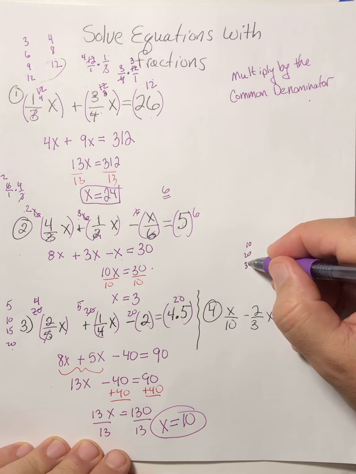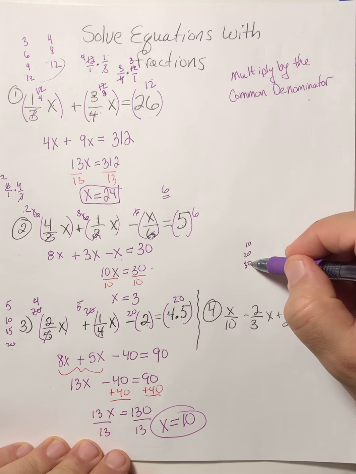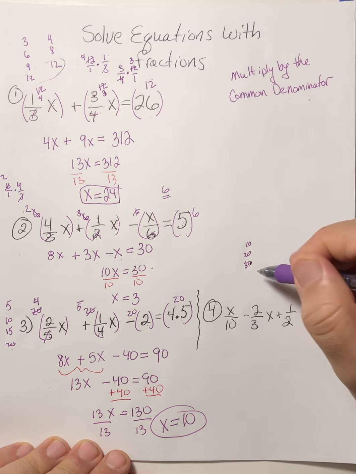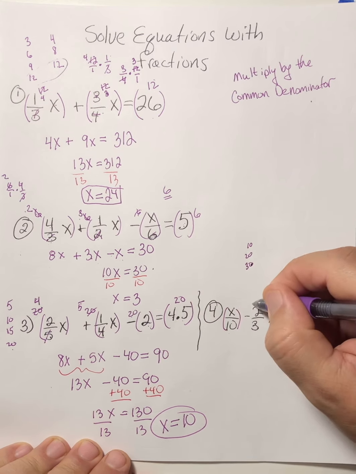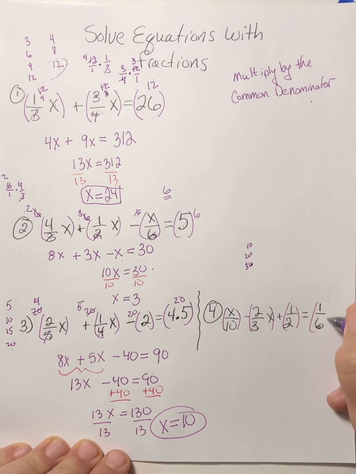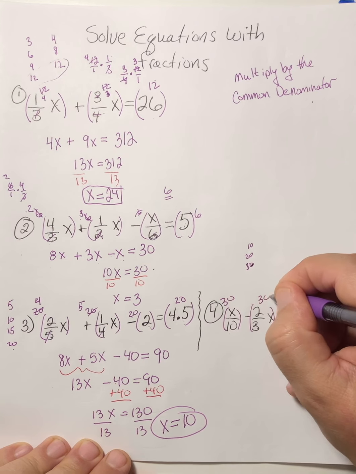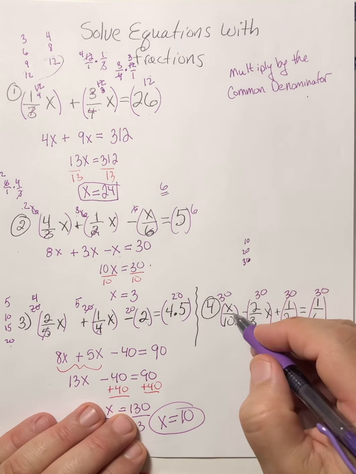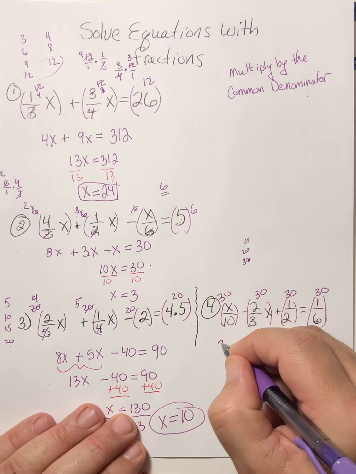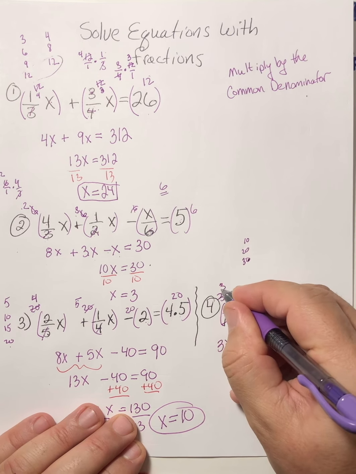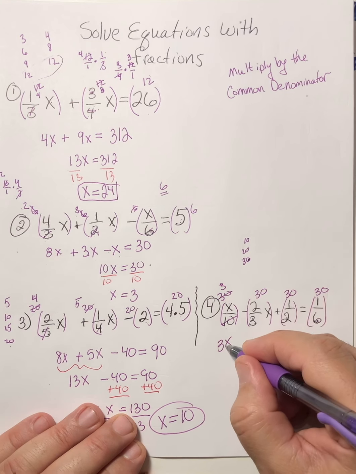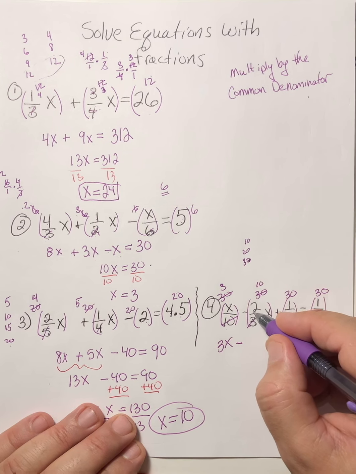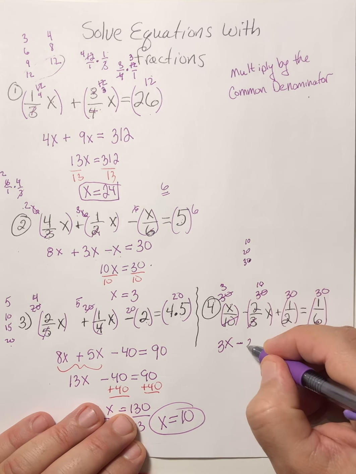All right, then we have 30. Does 3 go into 30? Yeah, it does. 2 definitely goes into 30. 6, yes, it does. 6 goes into 30. So we have our common denominator of 30. That's right, 10 goes into 30 3 times, so we're left with 3x. Minus 3 goes into 30 10 times, so we have 2 times 10 times x, so we have a minus 20x.